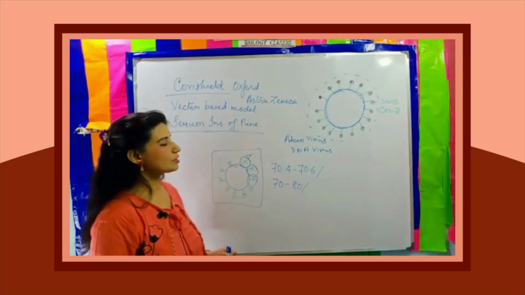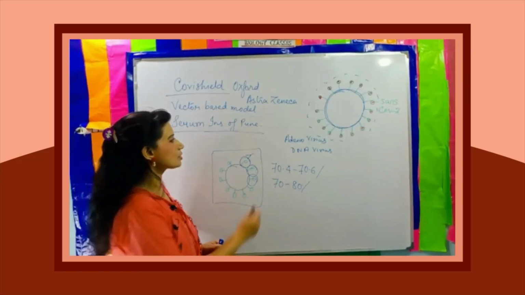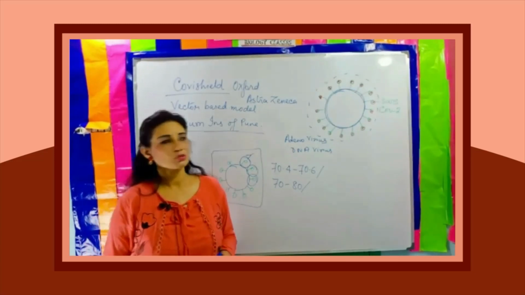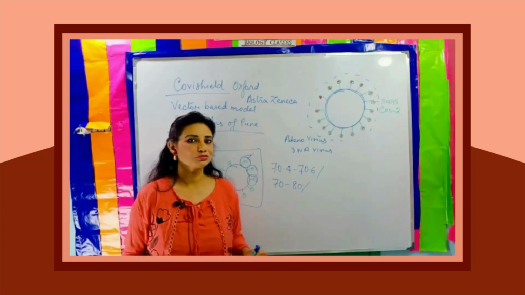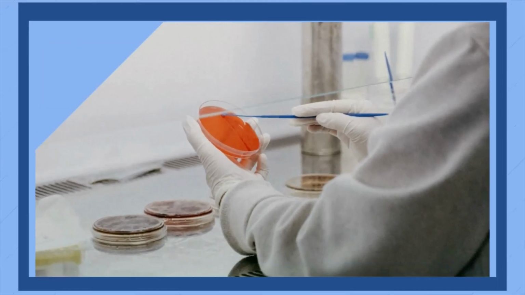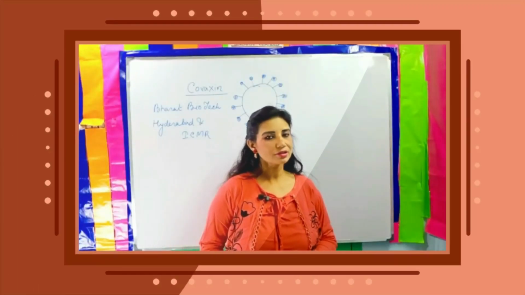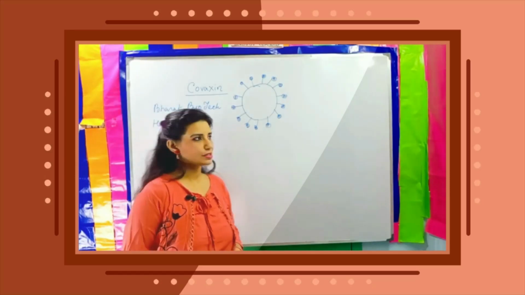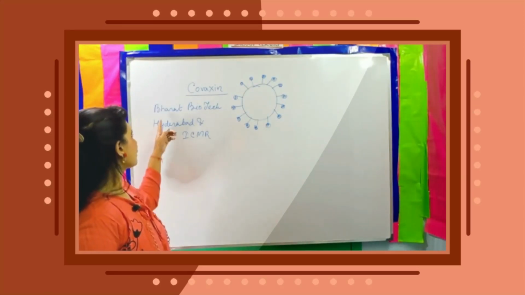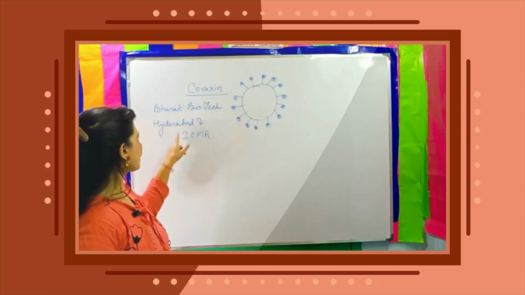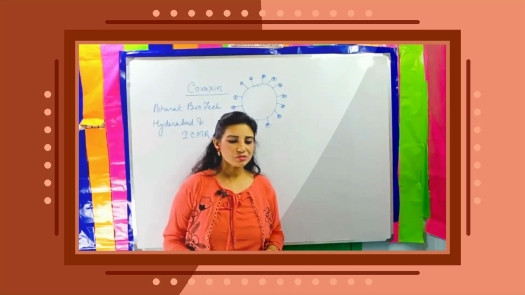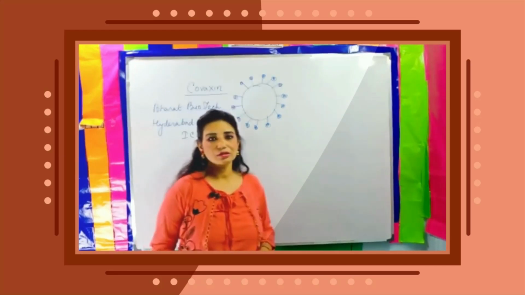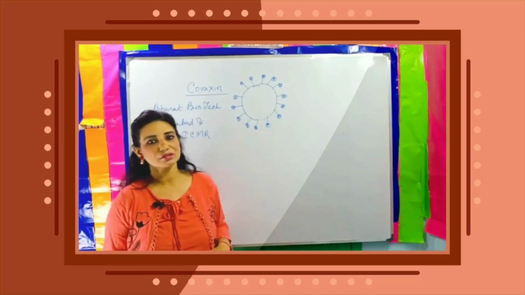So the whole idea of Covishield, the AstraZeneca Oxford based model, is on the basis of an adenovirus which carries only the surface coat protein of SARS-CoV-2, which is nothing to be afraid of, and has minimum side effects. Now Covaxin. Earlier I talked about Covishield, and now Covaxin, which is manufactured by Bharat Biotech Hyderabad and ICMR, the Indian Council of Medical Research. Here the idea of this vaccine is a bit different.